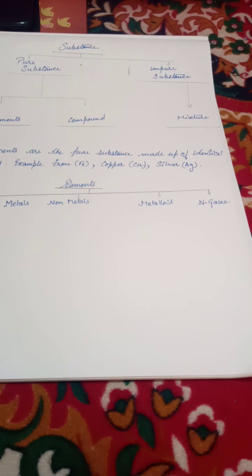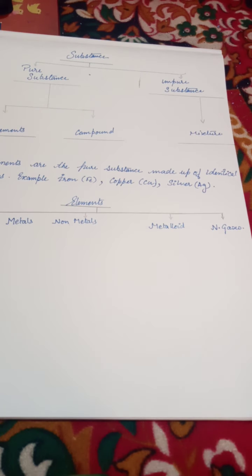Now what is metal? Metals are the elements which have a shiny luster, hard in nature, malleable and ductile. What is shiny luster? Means it has a shine on the surface. They are hard and malleable, means beaten into sheets, and ductile means stretched to make a wire. Metals are good conductors of heat and electricity, means they can transmit electricity and heat from one point to the other. Example, iron, copper, gold, silver, etc.